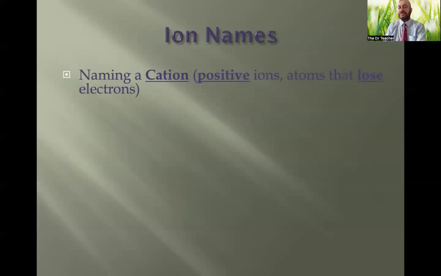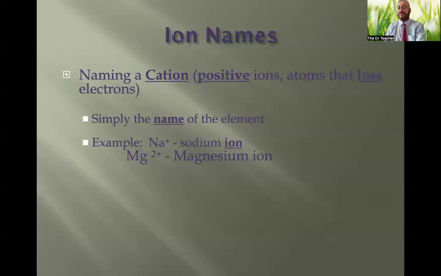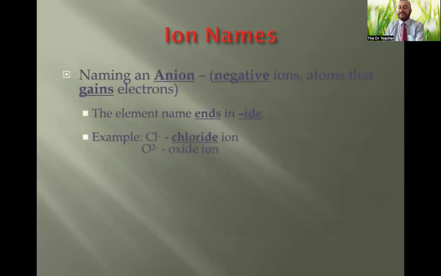Ion names. How can we name the ion? Naming cations, the positive ions that lost electrons: simply use the name of the element and add ion. For example, Na+ is the sodium ion, and Mg2+ is the magnesium ion. For anions, which gain electrons, the element name ends with "ide." So Cl minus is the chloride ion, and O2 minus is the oxide ion.